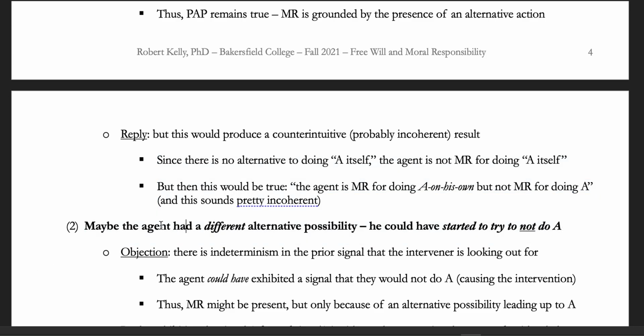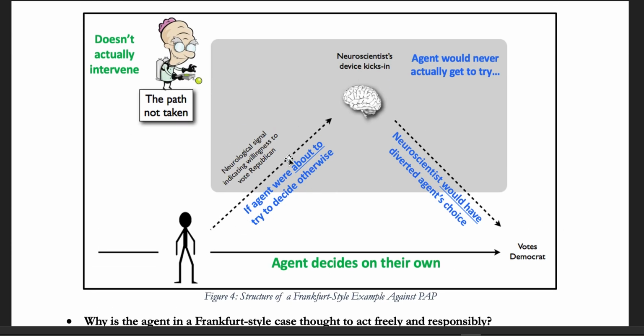Second objection is very similar. It's at least similar structurally. So it also talks about a possibility. It says, oh, hey, okay, maybe that's right. Maybe it's not A on your own versus A by force, but maybe the agent had a different possibility. The agent could have started to try not to do A, right? So we still kind of focus, this is why it's very similar. You still focus here on this different alternative, but you don't try to split up the action into doing A on your own versus doing A by force. What you say is just, okay, the agent decides on their own to do A, but look, they could have done something else. That's it. You just end it there, right? They could have done something else.